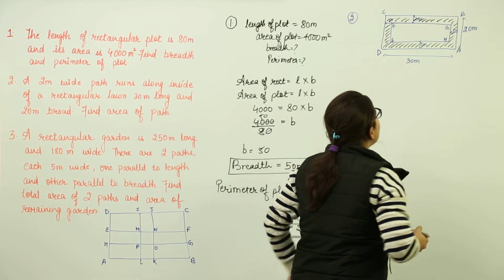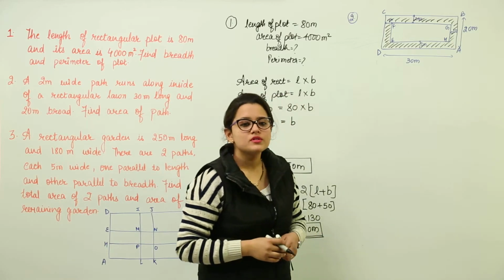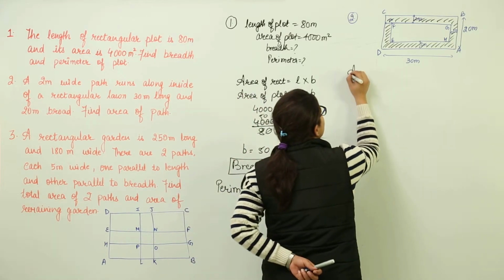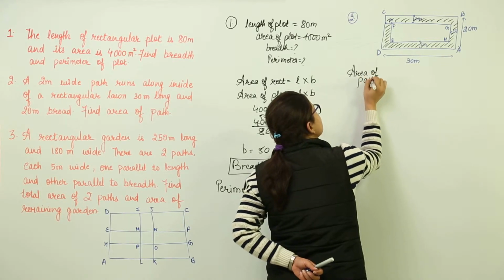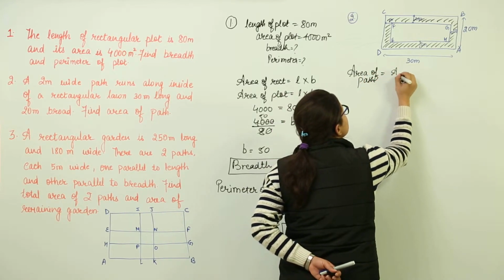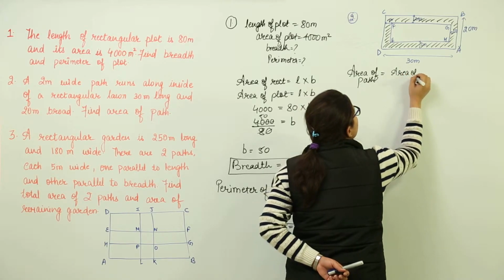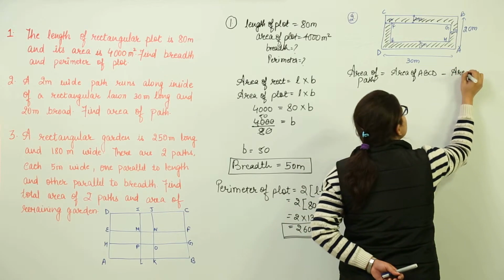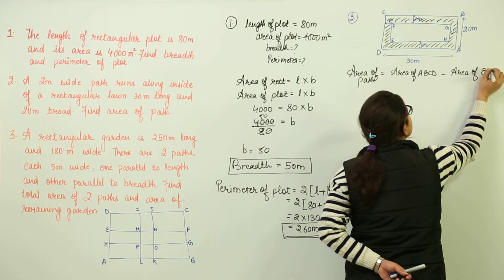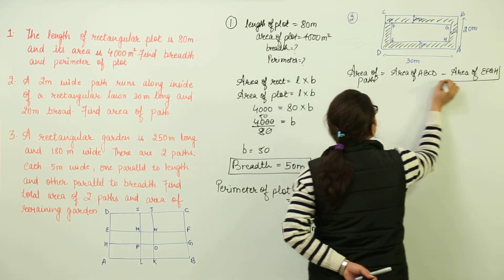Okay, now how are we going to find this out? First of all, I'll tell you the equation that you are going to use. The area of path is going to be the subtraction of area of ABCD and area of EFGH. Why is it so? Now I am going to explain it to you.